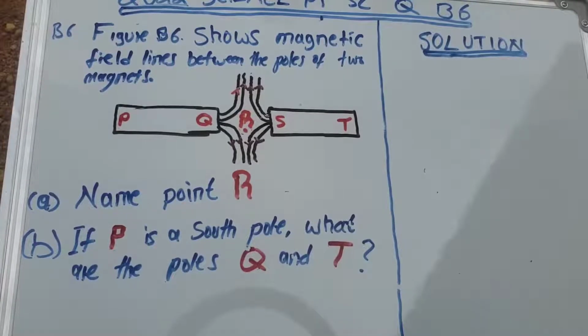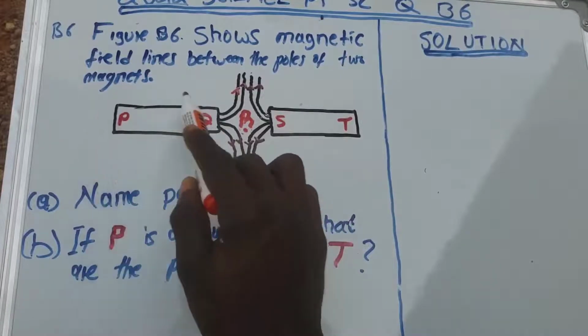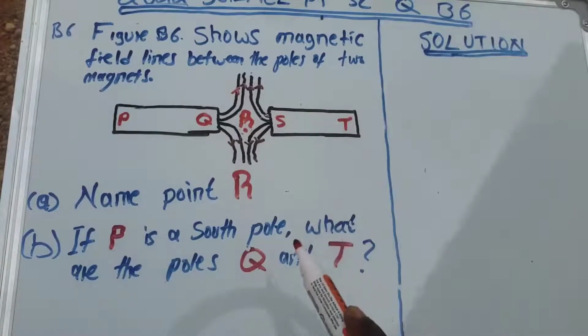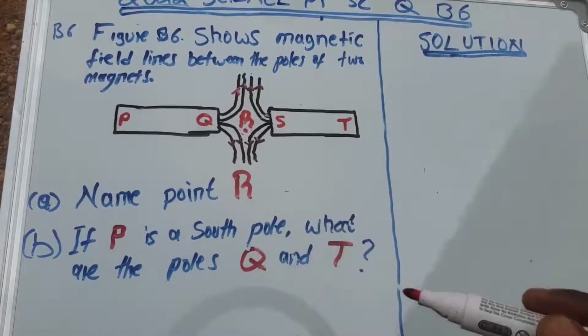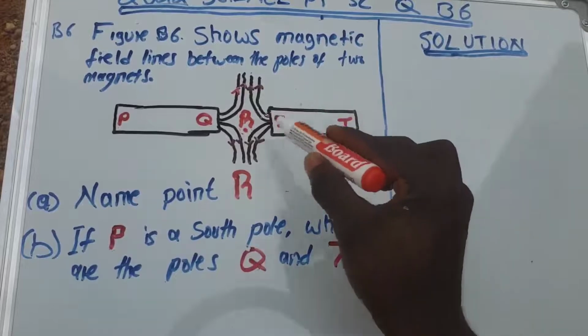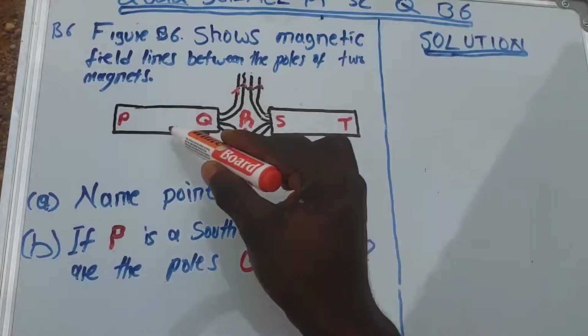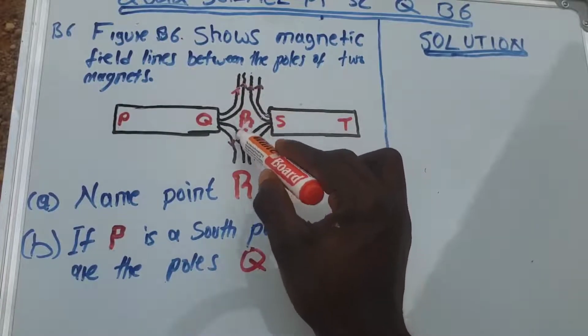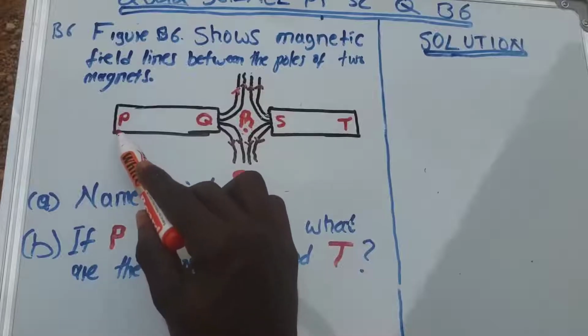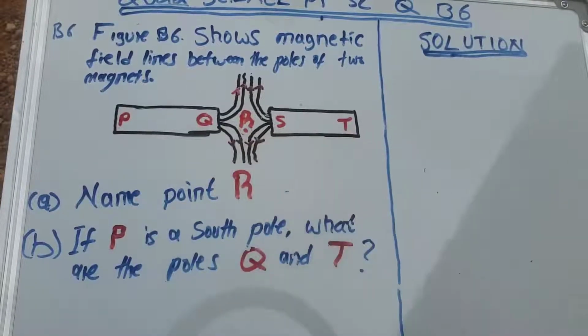So the question reads, Figure B6 shows magnetic field lines between the poles of two magnets. So we have this figure showing the two magnets, this one here and this one here. Between the two magnets, we've also been provided with their magnetic field lines. This magnet has produced these magnetic field lines, and this one has produced these. And in between, we've been provided with the point R. So we have points P, Q, R, S, and T.